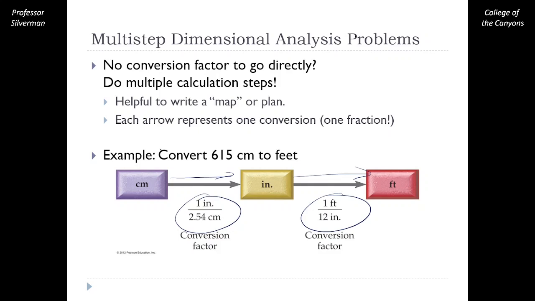And so if we're trying to do this problem here, converting 615 centimeters to feet, we can start with that value that we know. We can cancel out centimeters and get to inches. And then we can cancel out inches and get to feet.